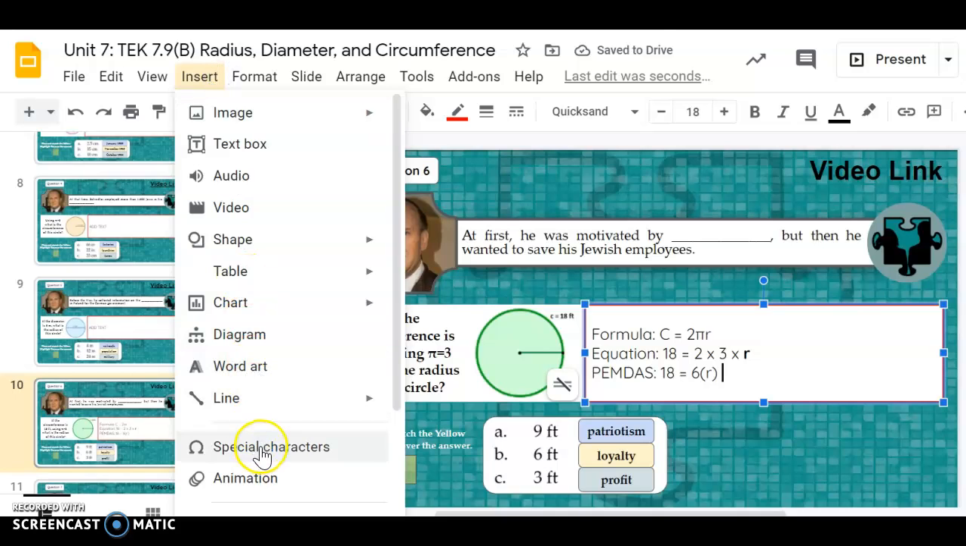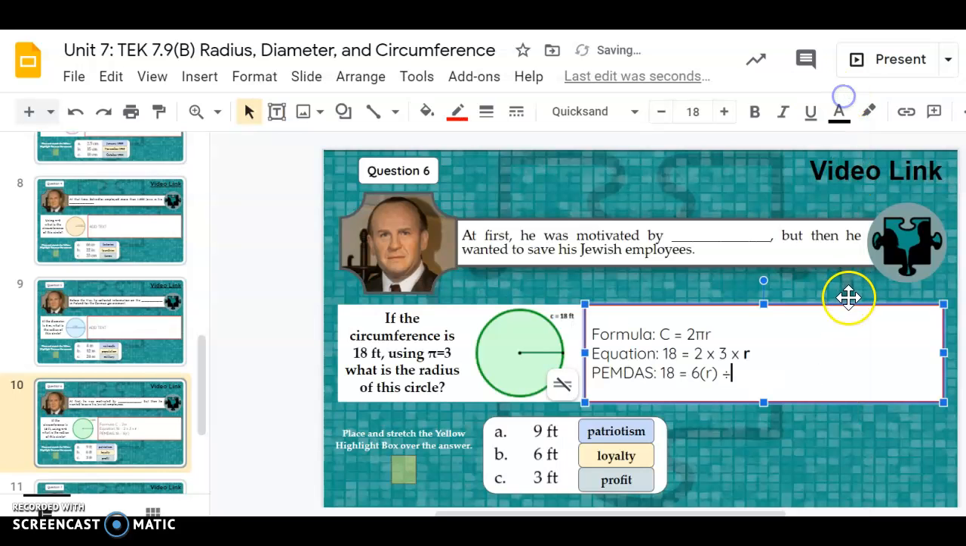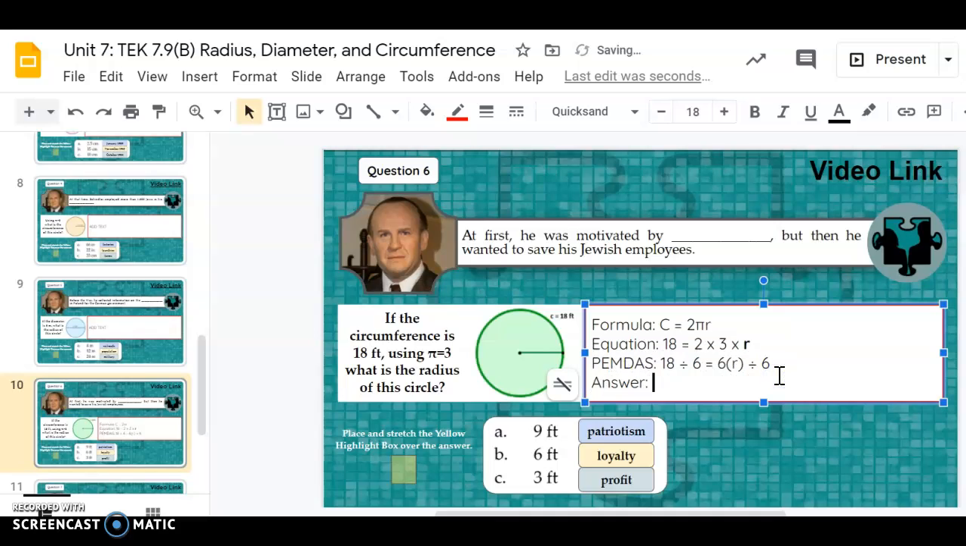So I'm going to insert a special character so you can see it. So here's my little division sign. So I'm going to divide by 6 on both sides. So I have 18 divided by 6. And this 6 being divided by this 6 cancels each other out. So I'm going to write the answer on this next line. Let me start from left to right. So 18 divided by 6. What multiplied by 6 equals 18? 3. So I'm going to bring that down. Now I have solved this side of the equation already. 18 divided by 6 equals 3.